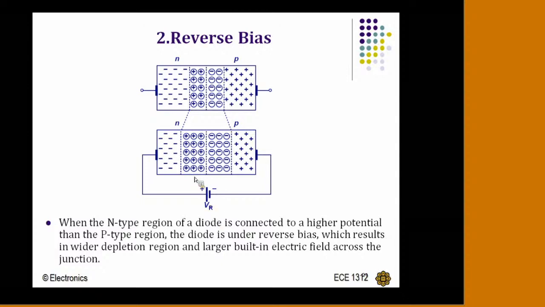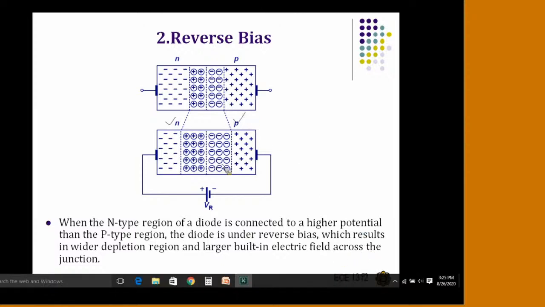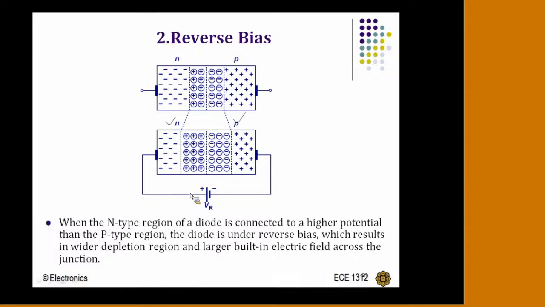If you connect the positive terminal to the N side and the negative terminal to the P side, this arrangement we call the reverse bias arrangement. Now in the reverse bias, what is going to happen? From the positive terminal, positive charge carriers are coming, and from the negative terminal, negative charge carriers. These positive charge carriers enter the N side, and negative charge carriers enter the P side. What is going to happen?